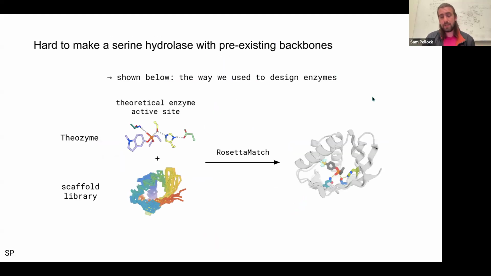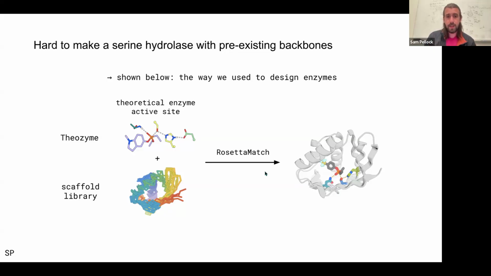And so previously, and things that Anna and I did for quite a few years, was try to make these serine hydrolases with pre-existing backbones. And so what I mean by that is we would generate a theoretical enzyme active site, so sort of a model serine hydrolase active site. And then we would also generate a library of protein backbones or scaffolds. And then what we would try to do is match these active sites into these scaffolds, sort of find a perfect match so that we could scaffold our active site in a new protein.